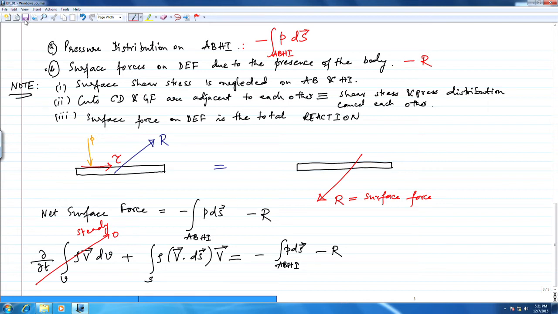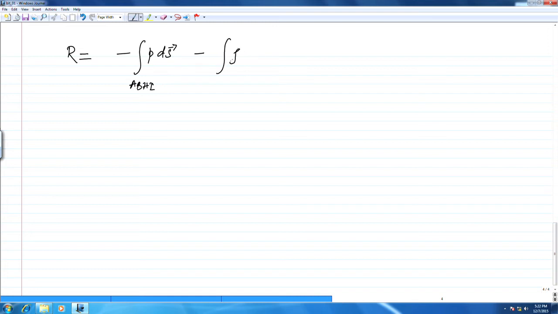Therefore, I can write that R is equal to minus the surface integral of rho v, v dot ds, and let me call that equation 1. So, that is my reaction.